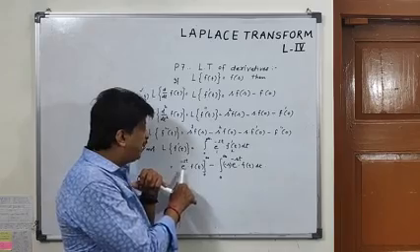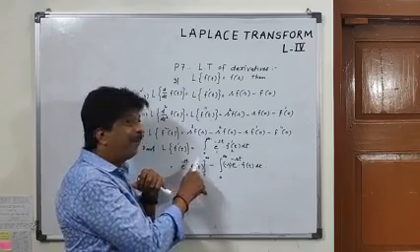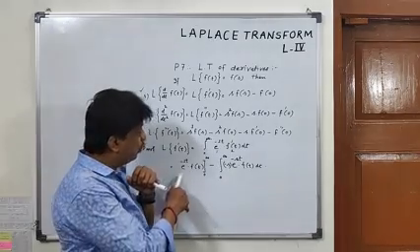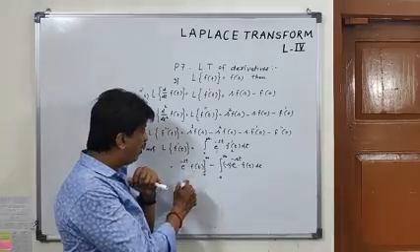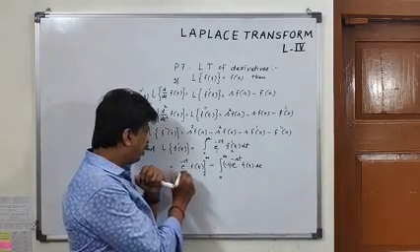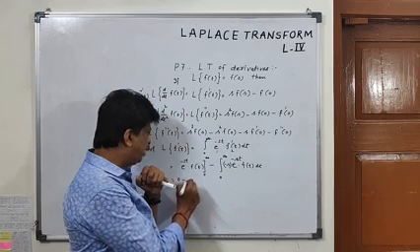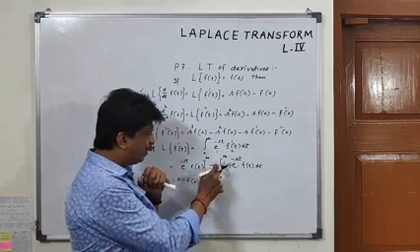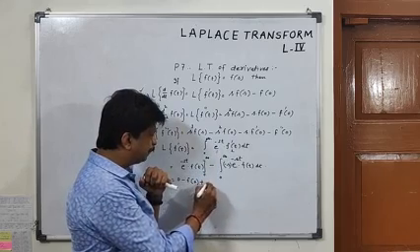For the upper limit, e raised to power minus infinity is 0. For the lower limit, e raised to power 0 is 1, into f of 0. So for the upper limit it is 0, minus 1 into f of 0, minus. Minus minus becomes plus.